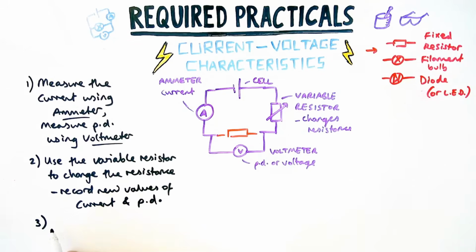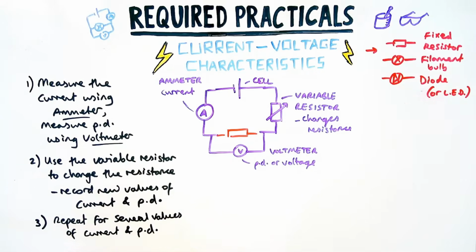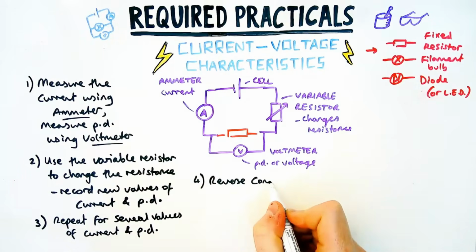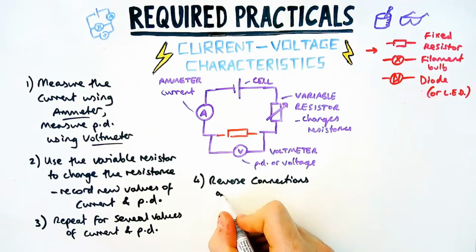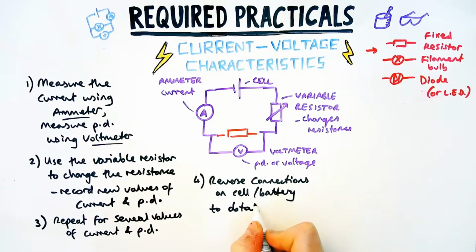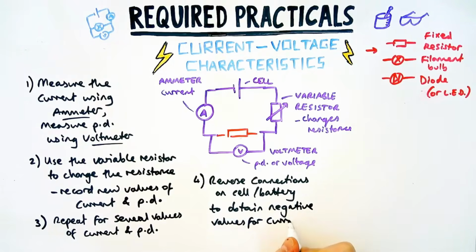And the last step is the most important step. Again, one that you want to make sure you don't miss out because you can't get full marks without it. We are then going to reverse the connections on the cell. So flip over the positive, negative, negative to positive to obtain negative values for the current and PD. Okay, so it's important we know in the negative direction what the current and PD are.